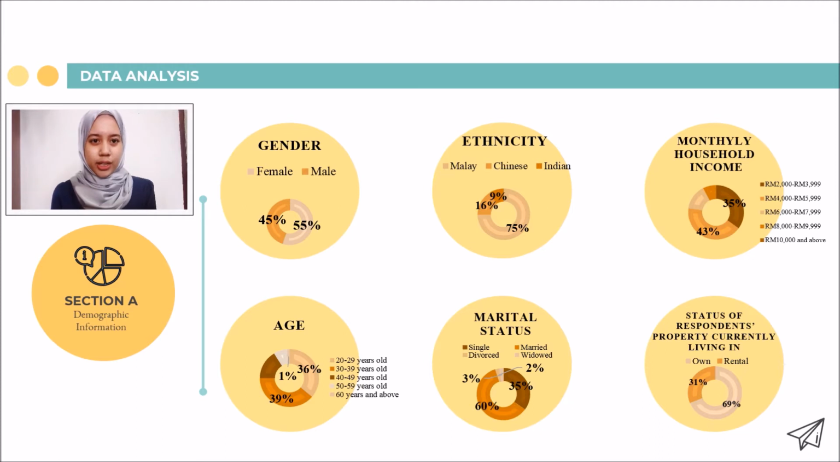So the last figure is about the status of the property that the respondents were living in, whether they own or rent the property unit. A majority of the respondents were staying in their own house, with 69% of respondents, which covers 55 out of 80 respondents, while the remaining 25 respondents, with 21%, are those living in rental property units.